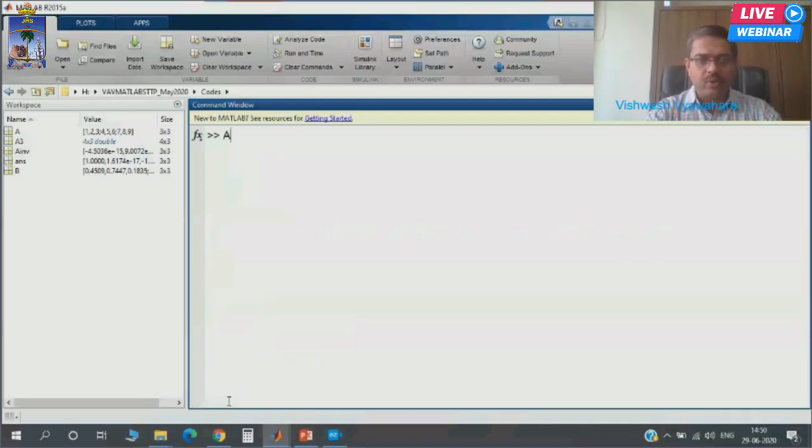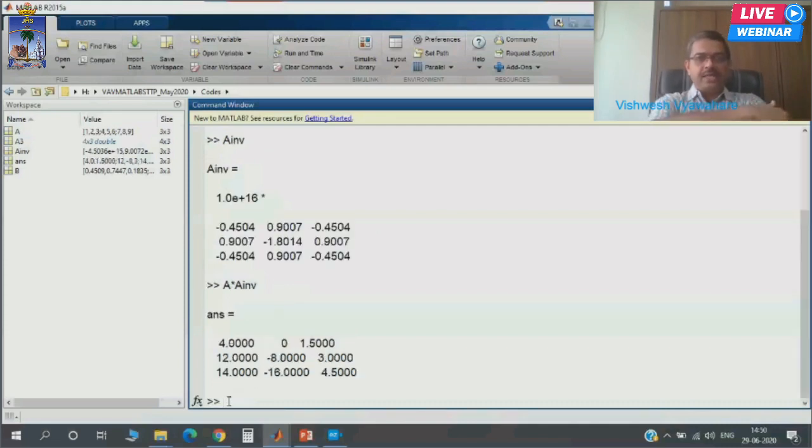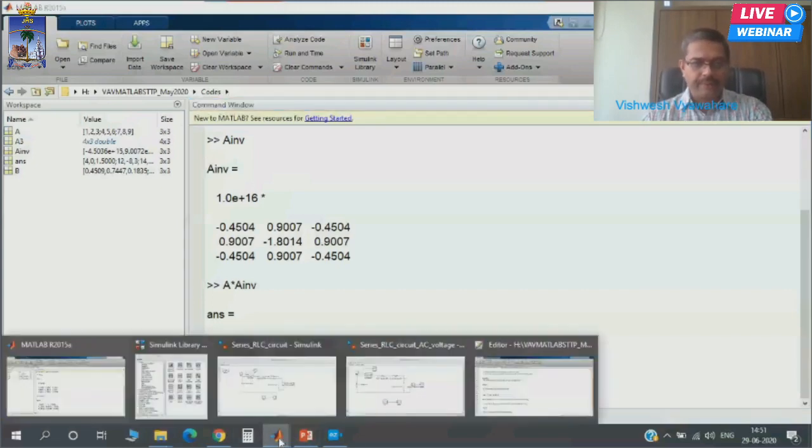So what I am going to do now: this is my A, this is my A_inv, and I am going to do A star A_inv. What should I get? A into A inverse, I should get an identity matrix, right? You see the answer that we are getting. The answer is not an identity matrix. It is something different. So please remember this very important thing: if the matrix is singular, then do not use the inverse calculated by MATLAB in further calculations.